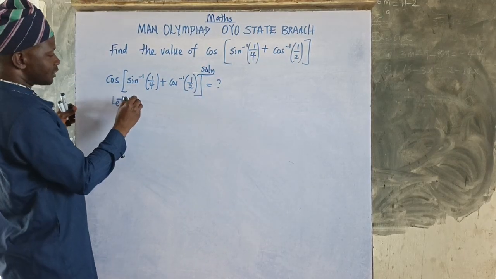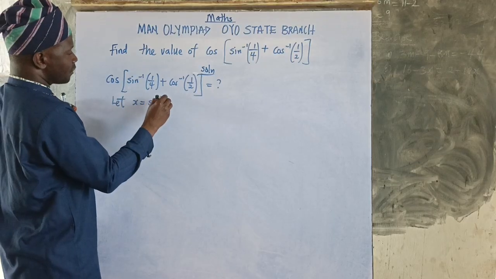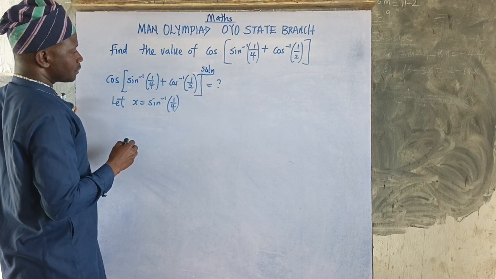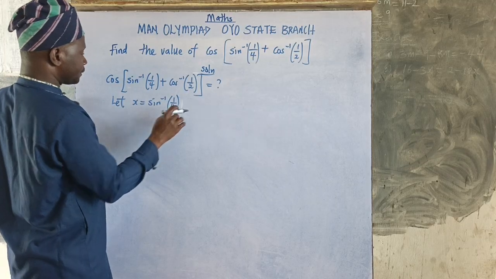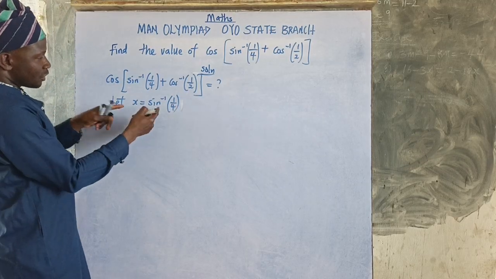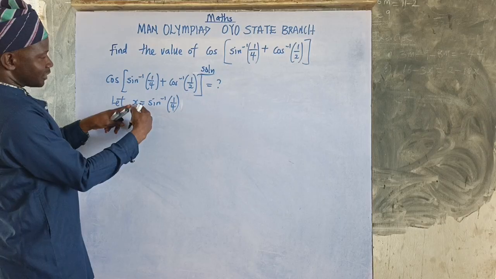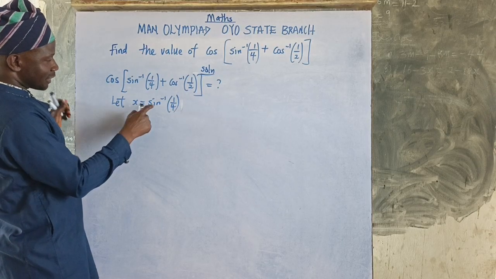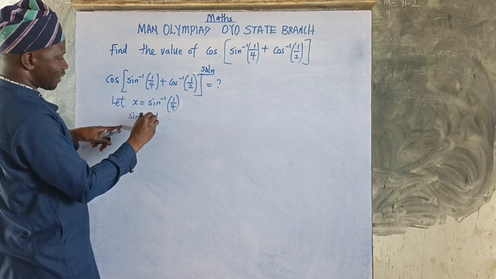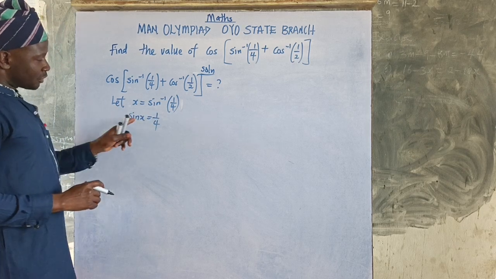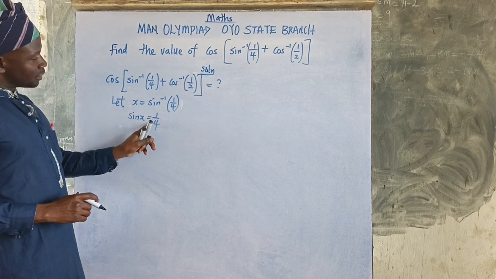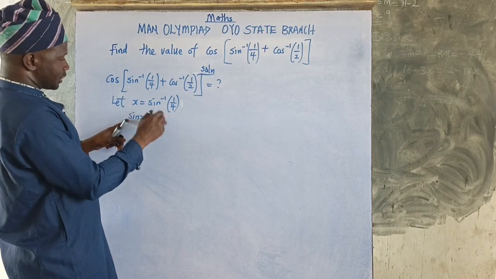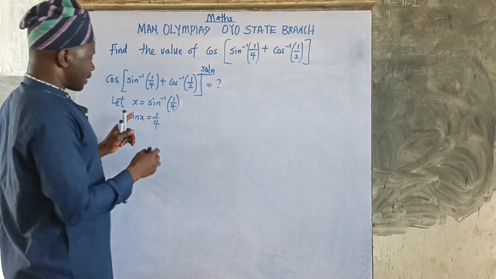Let x equal the inverse of sine 1 over 4. If that is the case, if x equals the inverse of sine 1 over 4, it implies that sine x equals 1 over 4. That is the implication. So if you have to find x, then by taking sine to the other side, you are going to obtain this, which is the same thing as this.